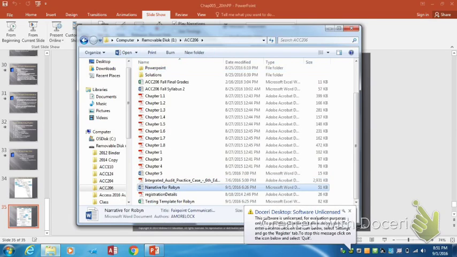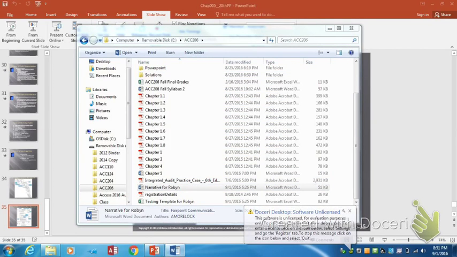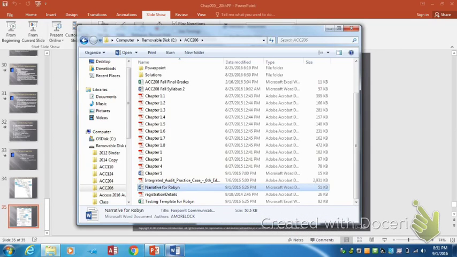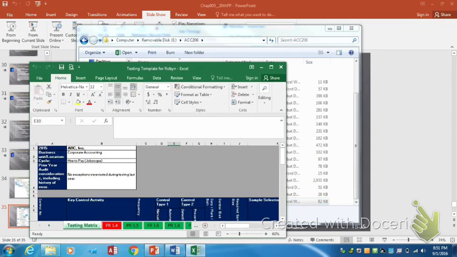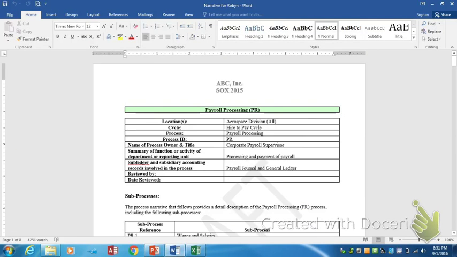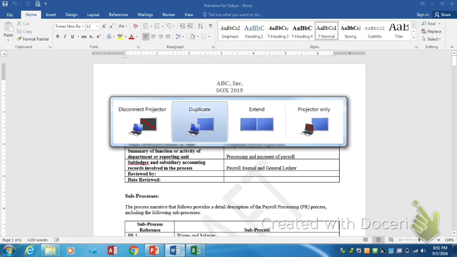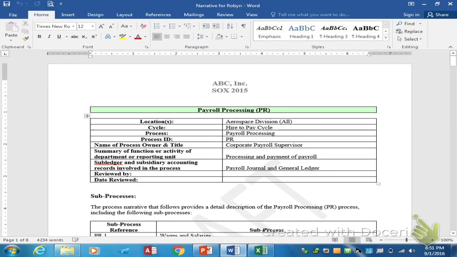All right, so this is an example, maybe. I wanted the narrative first, but there it is. All right, so this is an example of a narrative.